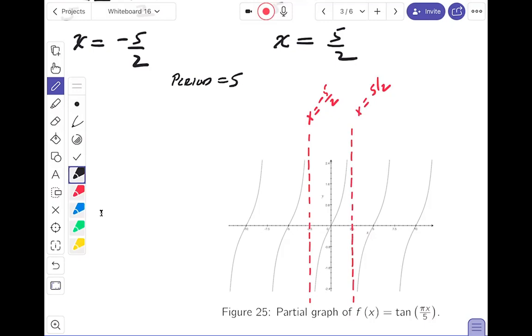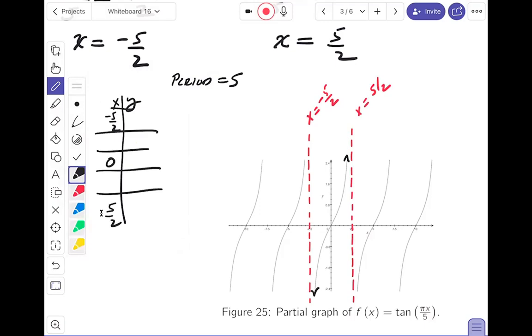By the way, there's no amplitude because these functions go on forever. They just keep moving up, right? They keep moving up. All right. I'm going to put my table down. X, Y, and minus 5 over 2. Still 5 places, by the way. 0 would be the center.